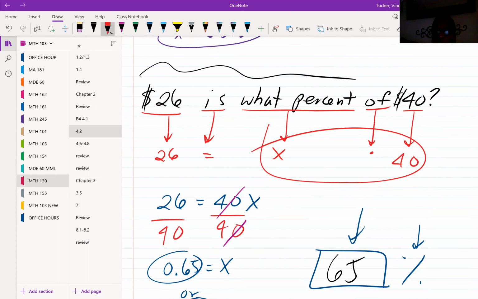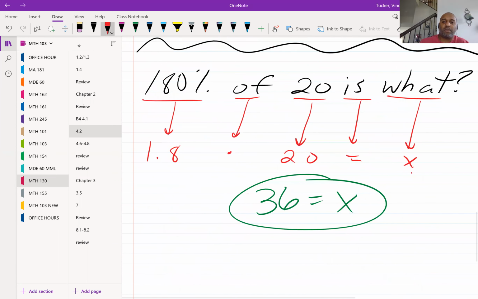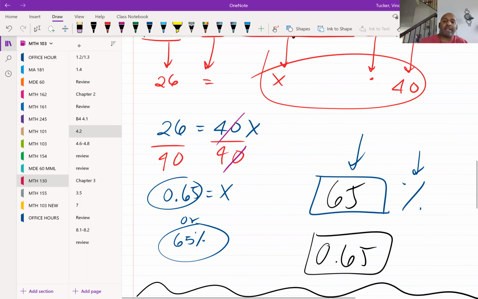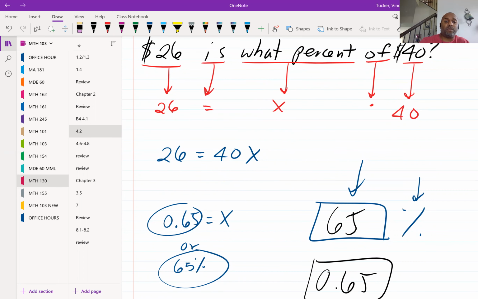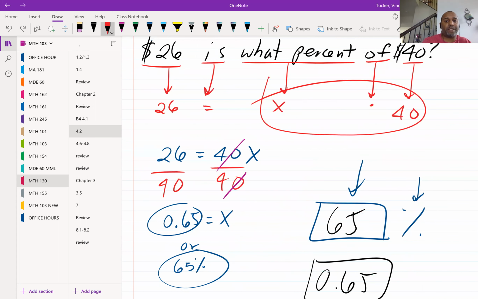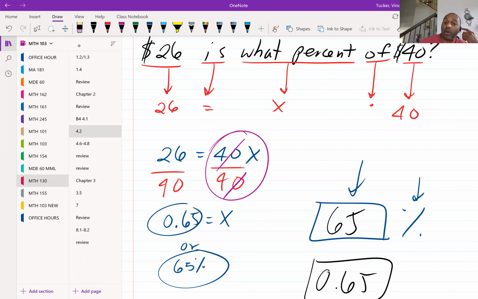So I need to get x by itself. That's always your goal, to get x by itself. So if x is not by itself, I need to do whatever it takes to get x by itself. So when I simplify that equation, I have 26 equal to 40x. So I need to get rid of this 40 because I just want x. So that means I'm going to divide both sides by 40. So that's what would cause you to divide: if there's something attached to your x and you need to get it off of x.